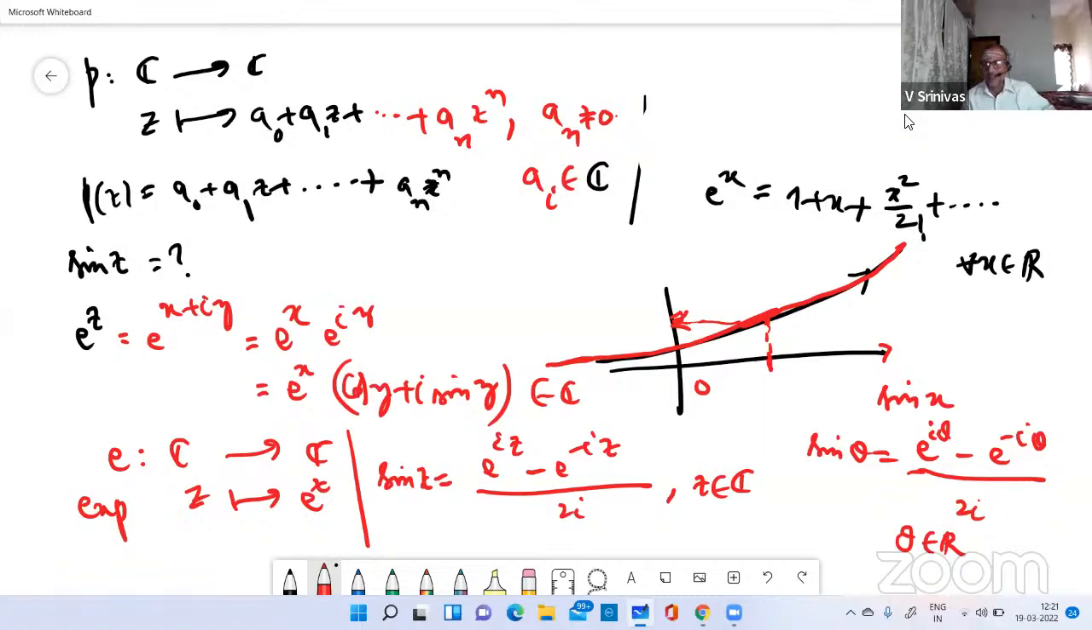Similarly, you can define cos z. Cos theta becomes e power i theta plus e power minus i theta by 2. From here you can define cos z and so on. Once you know sine z and cos z, you can go for tan z and so on. So these are complex valued functions of a complex variable.